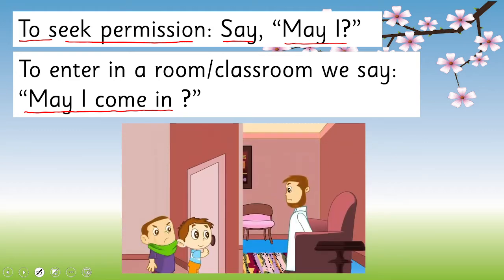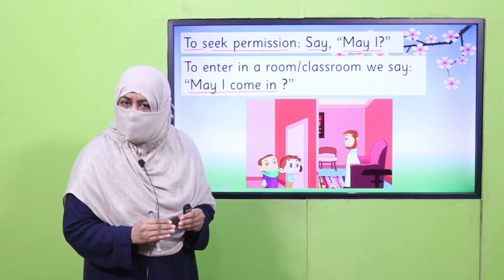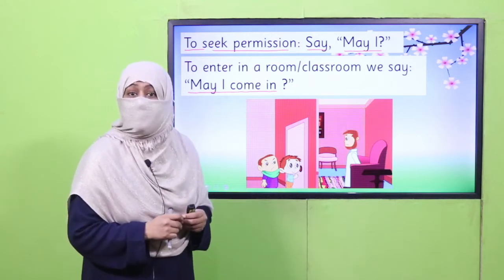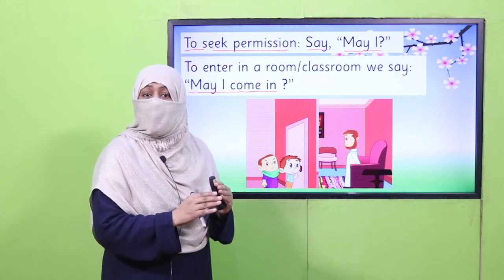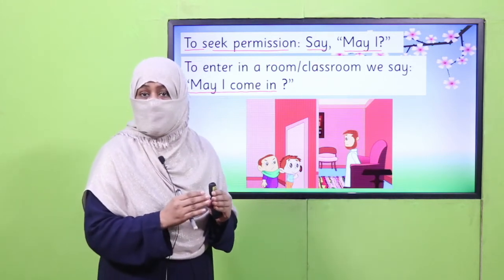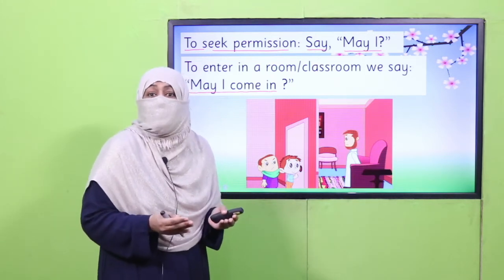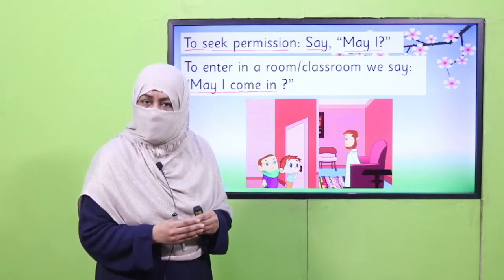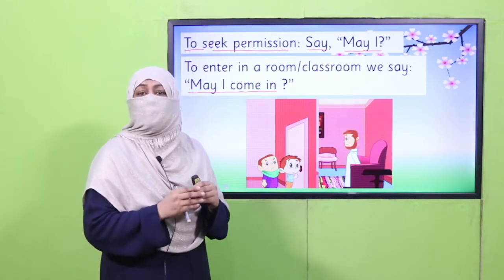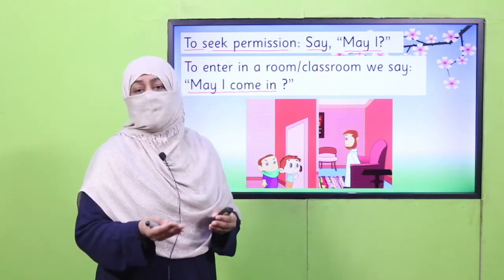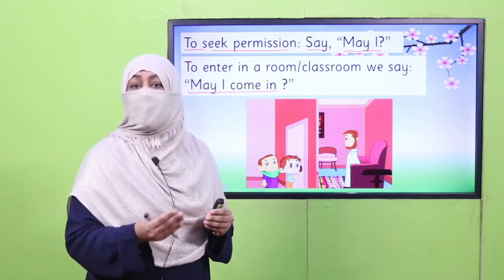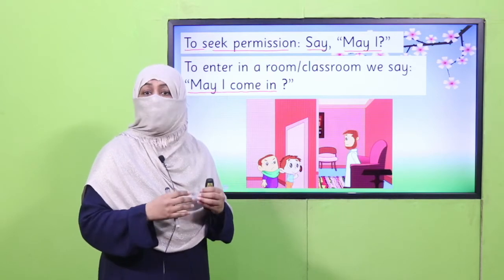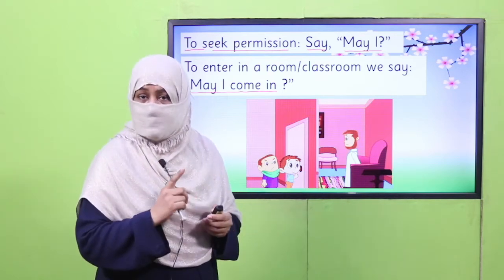Like you stand outside the room, you knock at the door. If the door is closed, knock at the door and ask, may I come in? If you are being permitted to enter, then enter. If you are not permitted, don't push yourself to enter. Okay, this is what courtesy is. You are seeking permission. May I come in? You are allowed, then enter in the room. Do these manners at your home and in school and everywhere. Wherever a door is closed or you want to enter in a room, first take permission.